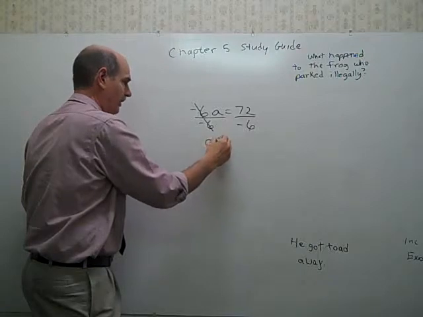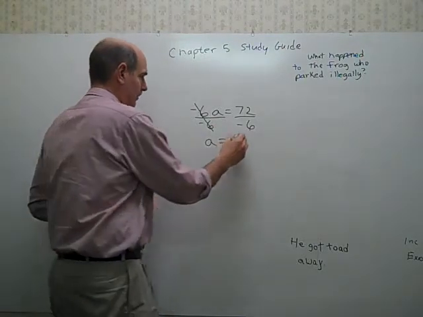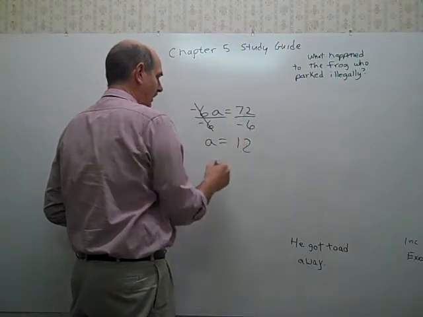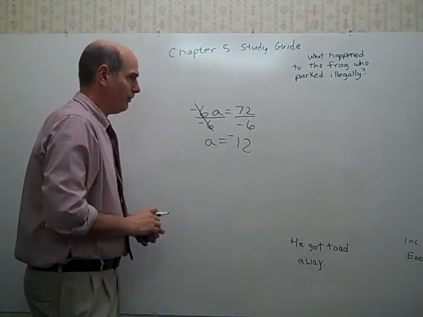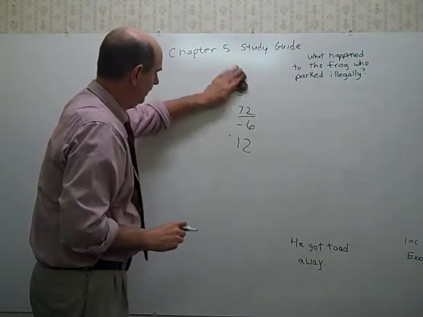So we've isolated the variable. 6 goes into 72 12 times, but it's a positive divided by a negative, so it's -12. So that's an example of how you can undo multiplication.